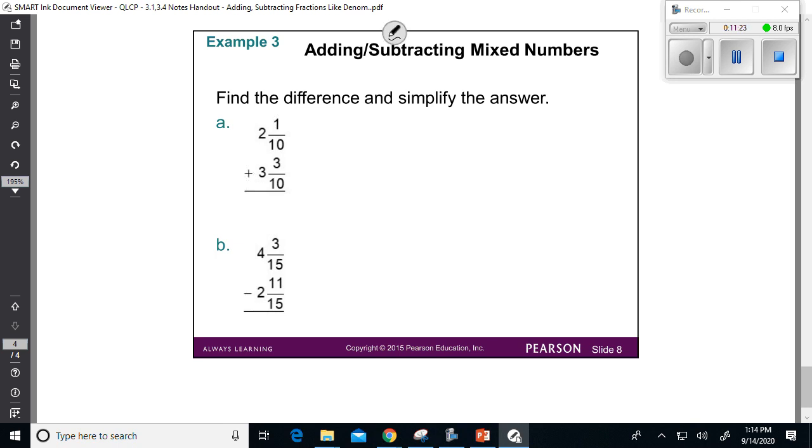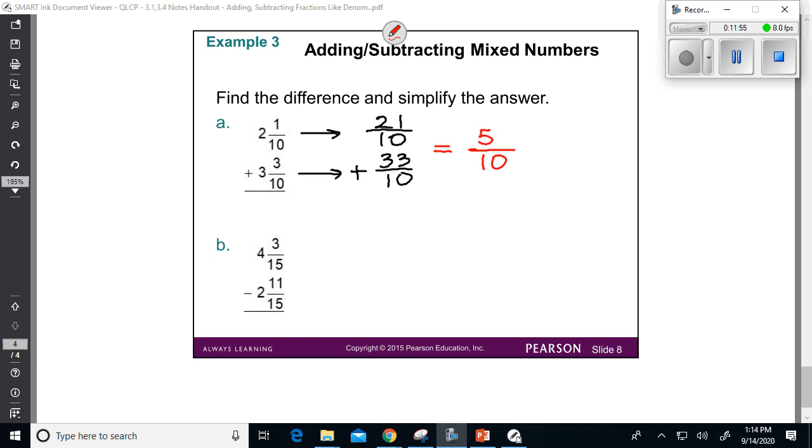So first things first, looking at part A. 2 1/10, 3 3/10. Somebody run me those 2 fractions as improper fractions. So first, change them over. The denominators are the same, so we can go right ahead and add them up. So that's 10 and 54. Somebody check me on that.